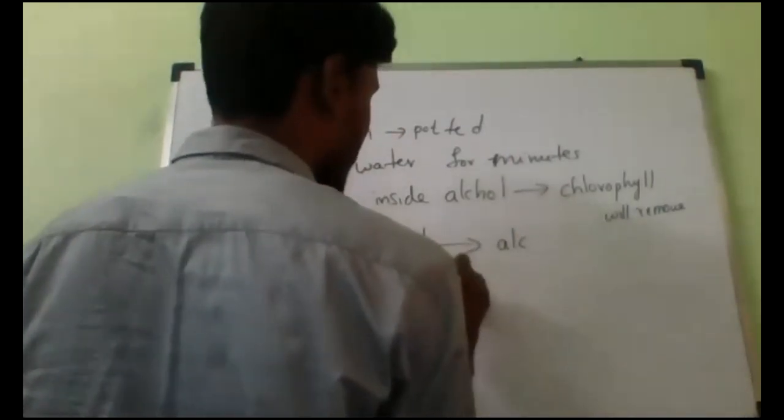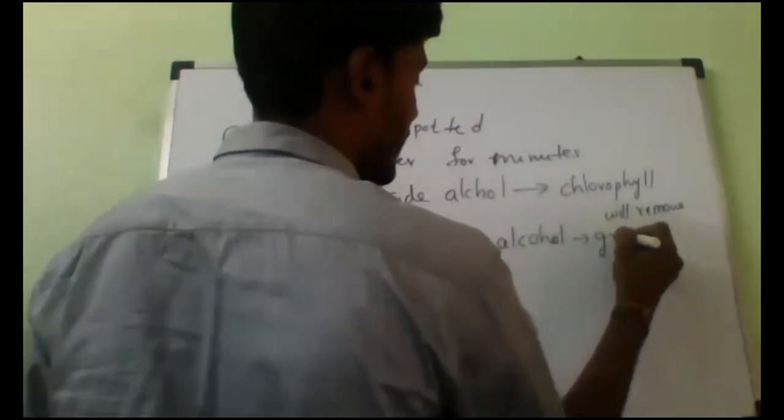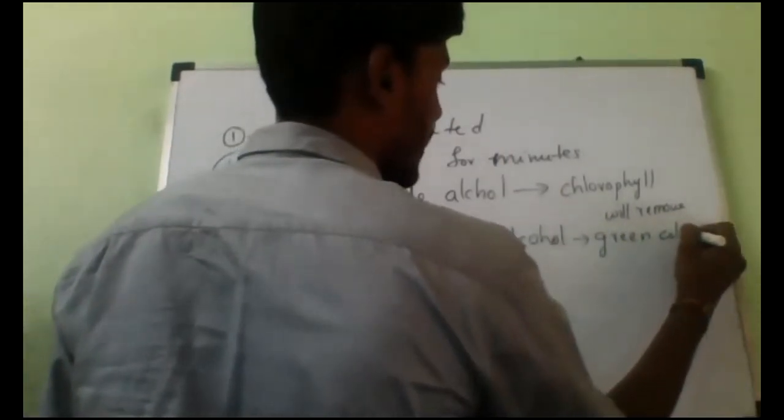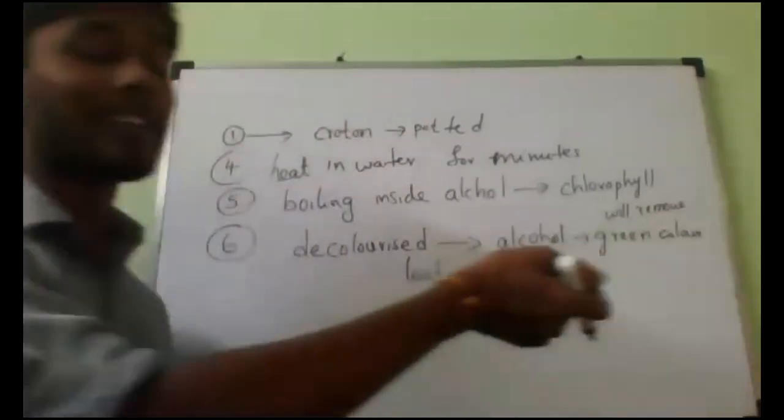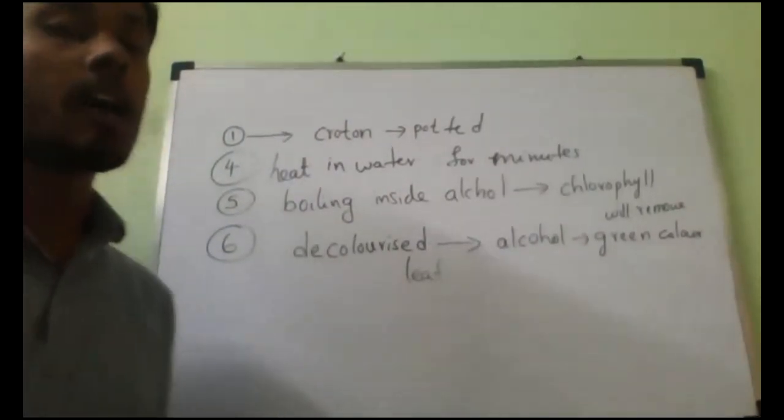Decolorized leaf. The alcohol will turn green, because the chlorophyll is removed from the leaf and mixed with the alcohol.